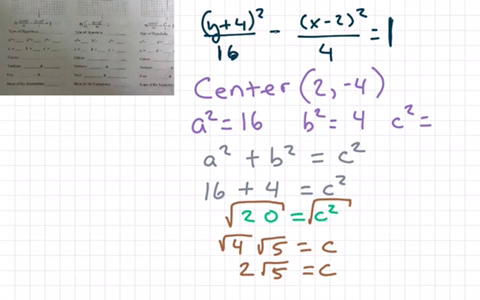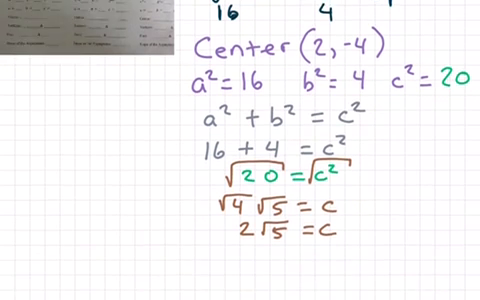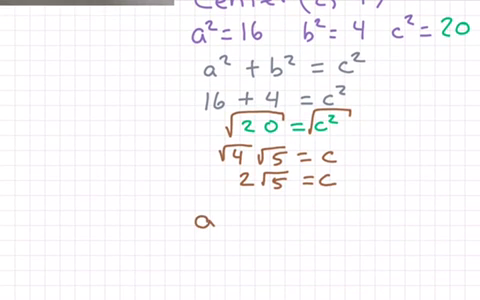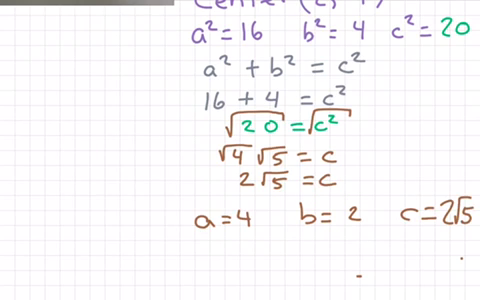Is that cool? Okay, so now I can fit in here 2 square root. I messed up. So this is actually 20. And then C, let me just put them all down here. So A is 4, B is 2, and C is 2 square root 5.